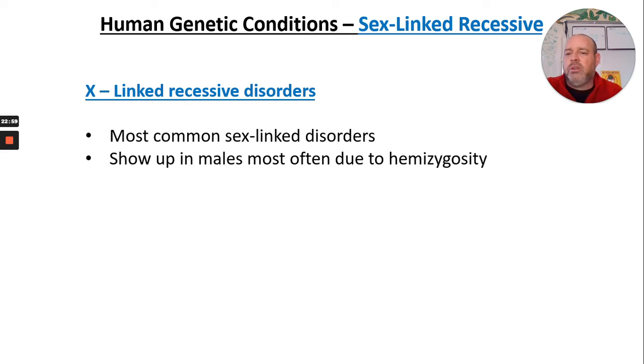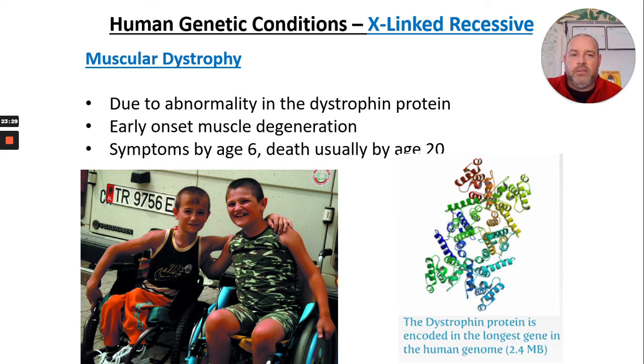X-linked recessive disorders, most common sex-linked disorders. These are like the ones you've been doing in your Punnett square problems. They show up in males most often due to hemizygosity. Hemizygosity just means that you only have one copy. Males only have one X chromosome, so they only have one copy. Thus, because they either have the disease or they don't, and there's no heterozygous version, they show up at a higher frequency with the disorders.